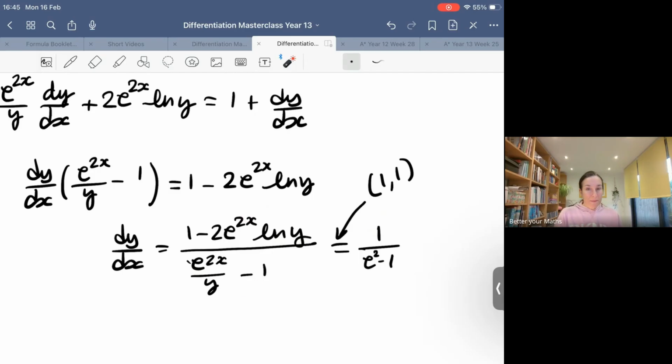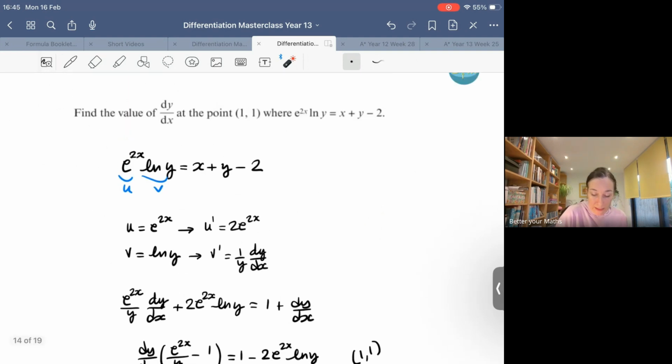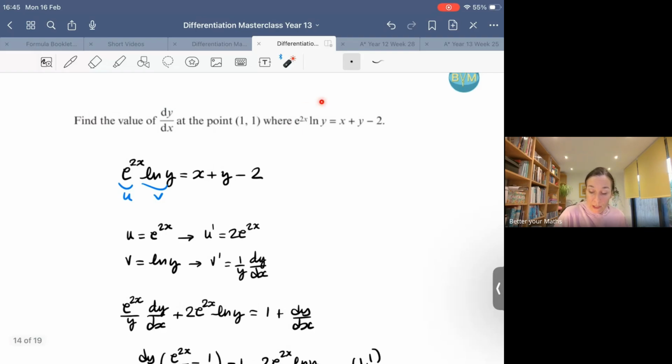More questions? What they could ask you, again, find the equation of the tangent or something similar. But the important thing is that you know what to do when you have a function like this. X and Y mixed together, just implicit differentiation. Sometimes they say, using the implicit differentiation, find dy by dx. But if they don't, it should be clear, yeah? X and Y mixed together.